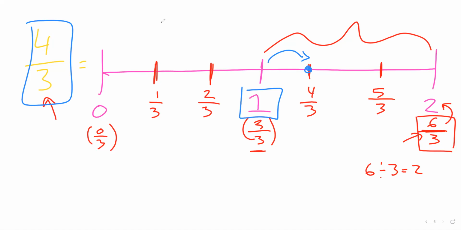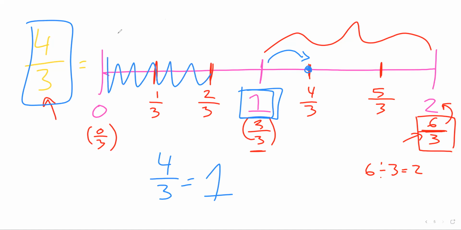So here's what we understand about fractions as they get bigger than 1: 4 out of 3 is the same thing as 1 whole, because I had all of this, and then 1 more third. So that's kind of cool. I think it's cool. You're maybe still scratching your head and saying, I don't know about this, and that's okay. Let's just do one more.